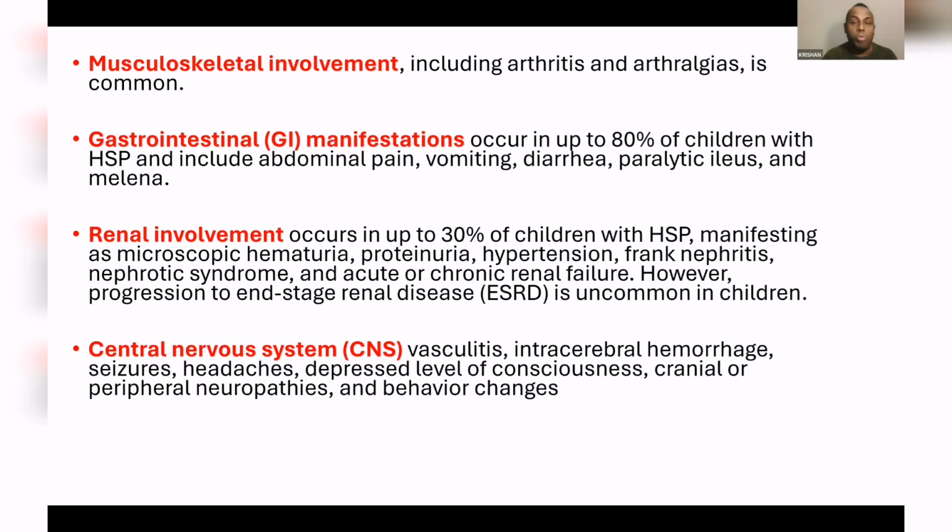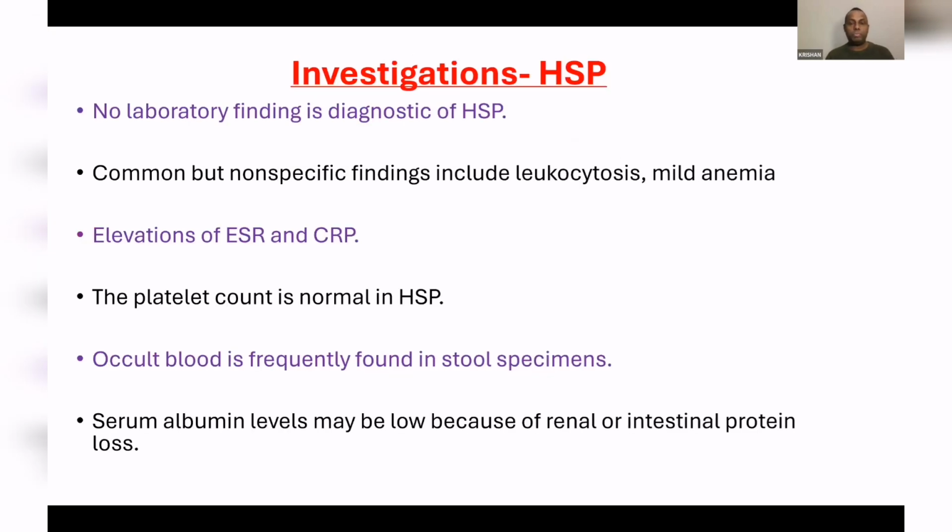Then they can have renal involvement. They can have nephritis, sometimes a nephrotic-like picture, proteinuria, hematuria are possible. Then central nervous system involvement is possible, though it's rare. So central nervous system vasculitis, intracerebral hemorrhages are possible. If they ask what systems could be affected by HSP in a video station or any other theory, then we need to know these are the systemic involvement.